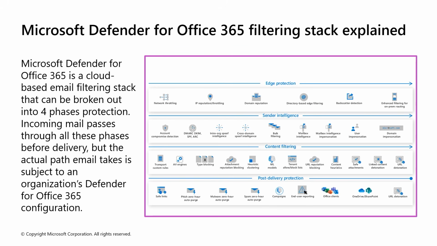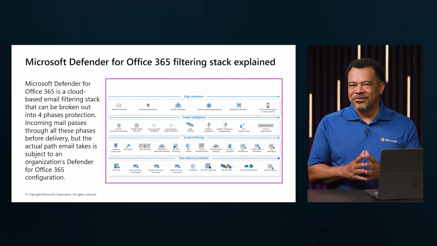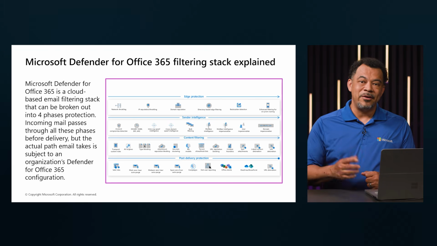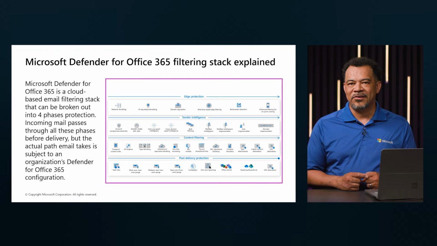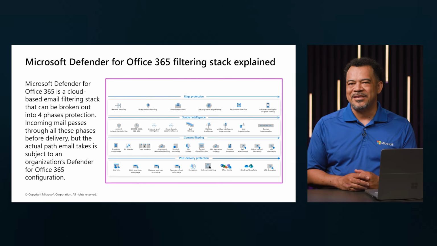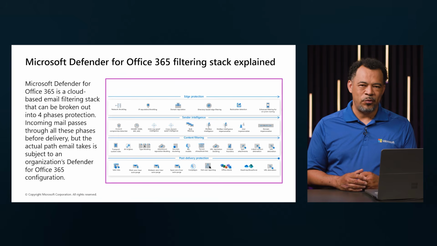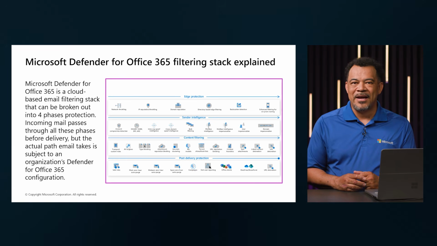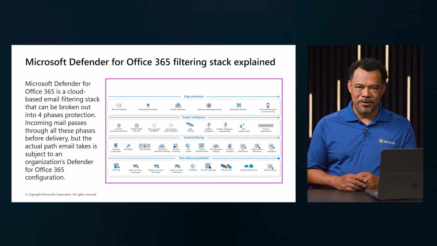In our final phase, phase 4, we have post-delivery protection. The last stage takes place after mail or file delivery, acting on mail that is in various mailboxes and files and links that appear in clients like Microsoft Teams. In this phase, we look at things such as safe links. Safe links is Defender for Office 365's time-of-click protection.